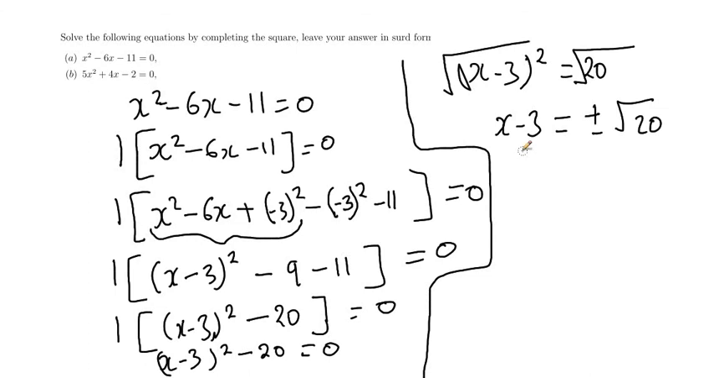We are making progress. So the only thing remaining now is we can send the 3 on the other side of the equation so that we can remain with x here. x will therefore be equal to 3. When it crosses the equal sign, it will become a positive, plus or minus the square root of 20.